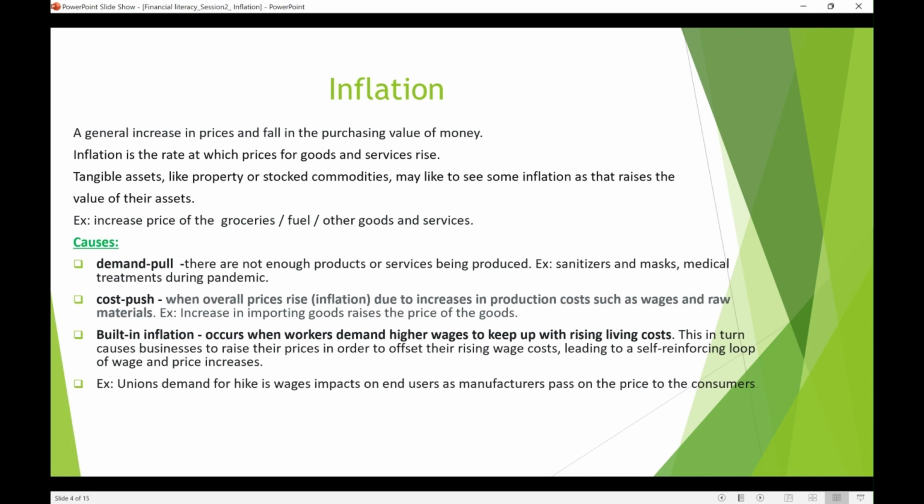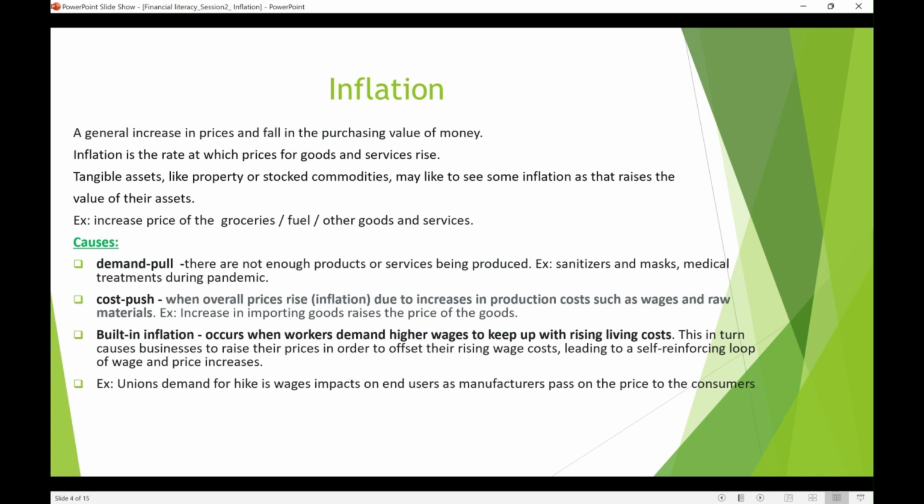Cost push is where there is an increase in production costs, such as wages, raw materials, or importing duties. For instance, we can notice in Australia, after the pandemic, during the war time, around 2021 to 2022, the building cost increased. There was not enough supply of building materials, and import duty was high. So building material prices went up, and the building cost went up as well. That's the cost push example.